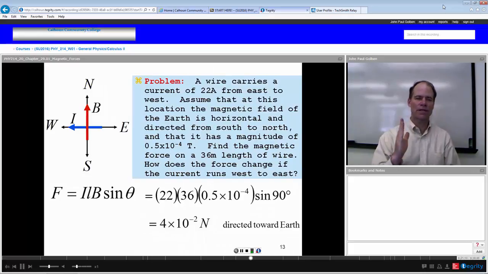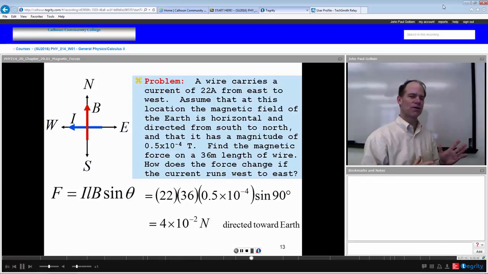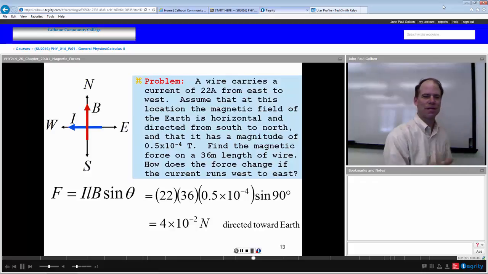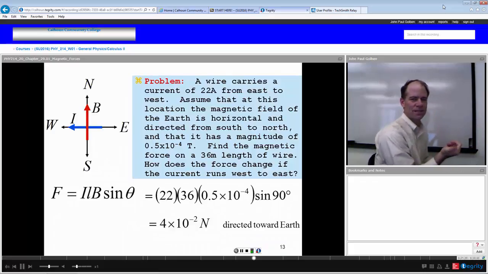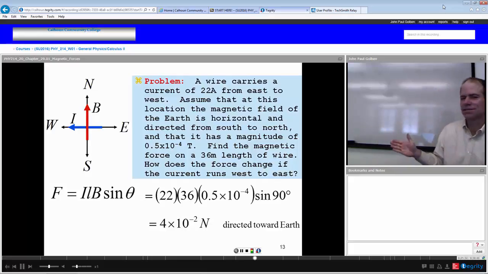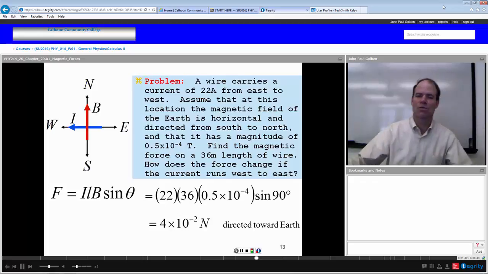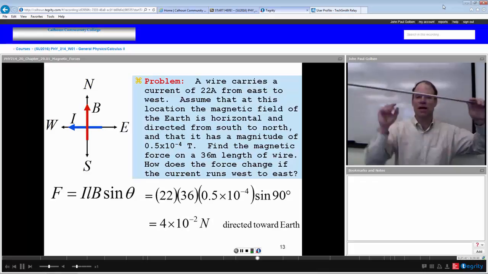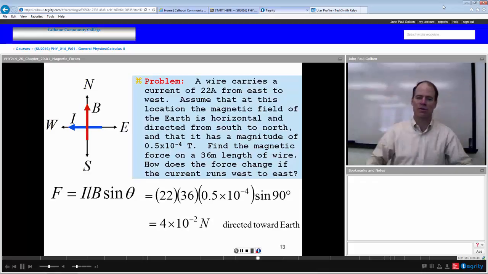And if I point in the direction of the current, imagine how you're looking at it. The current's going this way, field's going this way. So if I point in the direction of the current, close on the field, I'm going into the page, into the Earth. So if this were a horizontal wire above the surface of the Earth, carrying current from east to west, this wire would be pushed downward.